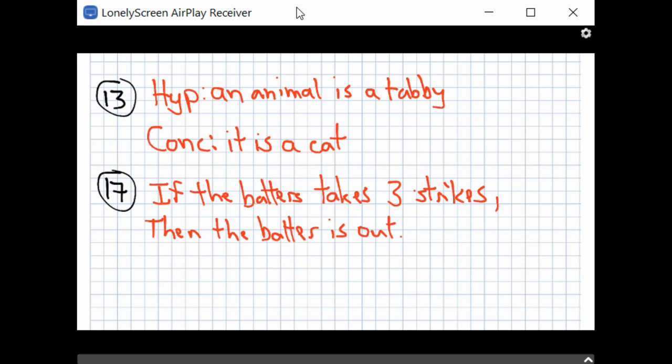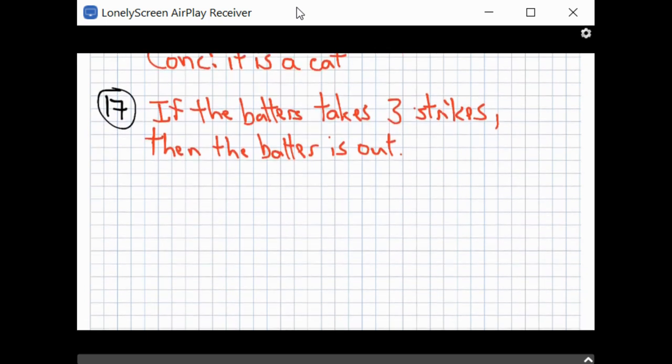Okay. If we said it the other way, if the batter is out, then the batter takes 3 strikes. That's not necessarily true because that's not based upon the 3 strikes. There are other ways to get out besides recording 3 strikes. But if you take the 3 strikes, you're definitely out. Okay, so let's go try number 23 now. So in writing those, just read the sentence and see which way makes the most sense.